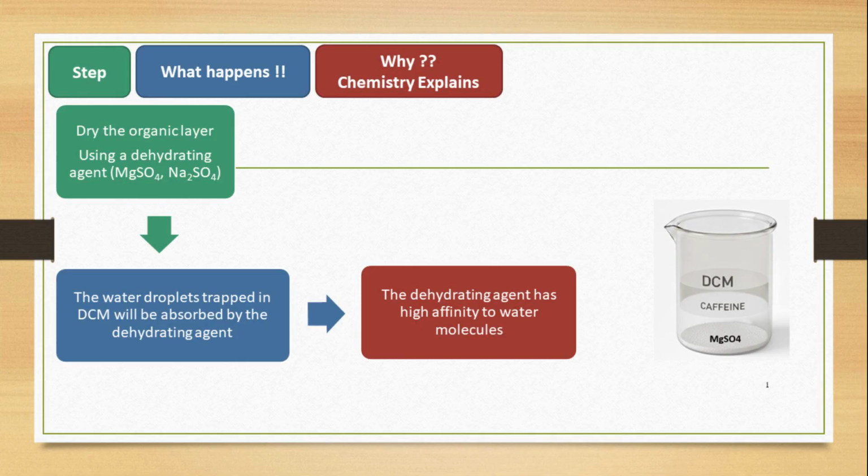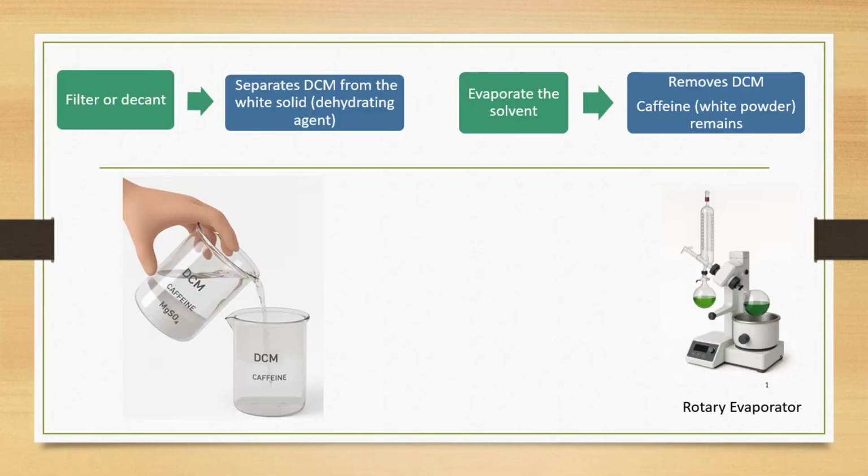Even though DCM and water are immiscible, a small amount of water always dissolves into the organic layer. To remove it, we add a drying agent such as anhydrous magnesium sulfate or sodium sulfate. These salts act like tiny sponges, grabbing onto water molecules and forming solid clumps called hydrates. When the powder remains free-flowing, we know the water has been completely absorbed and the DCM is dry. The dried solution is then decanted or filtered to remove the solid drying agent.